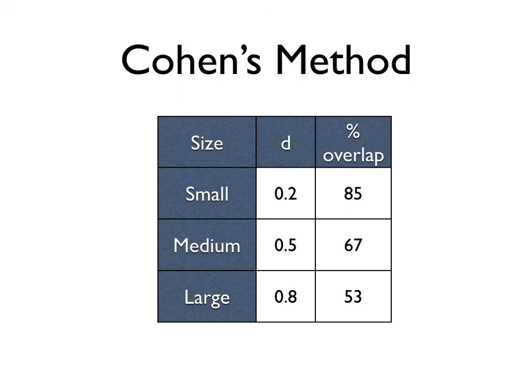A medium effect, 0.5, that's mu1 minus mu0 over sigma. If it equals 0.5, we still have 2/3 overlap in the two distributions. That's called a medium effect. A, quote, large effect, 0.8, still over 50% overlap in the two curves. So even something a lot of people call a large effect, there's that much overlap.